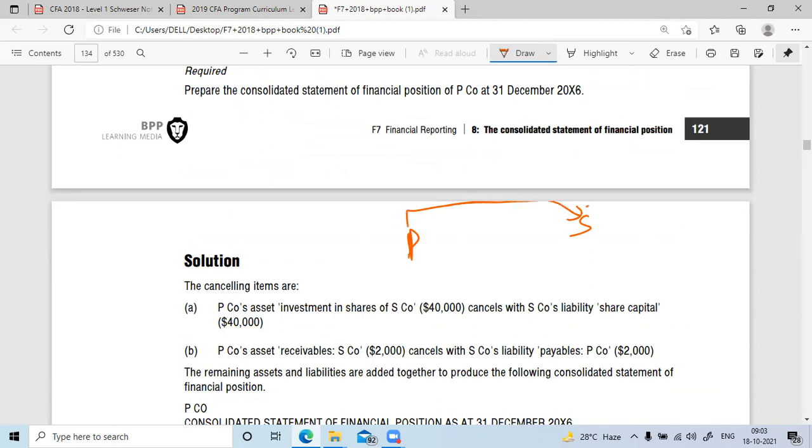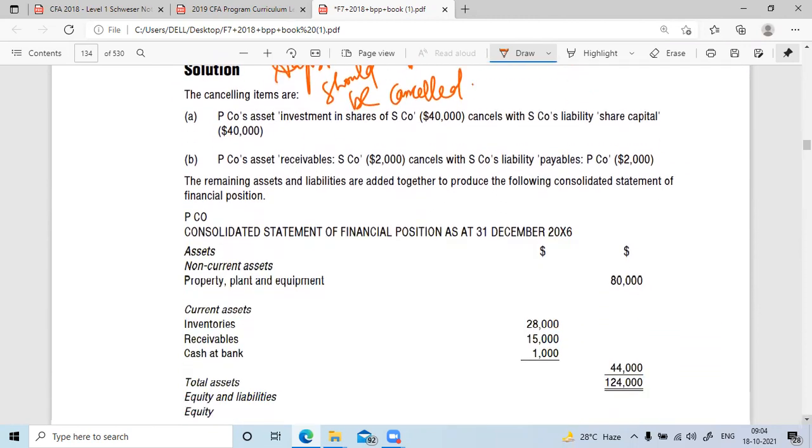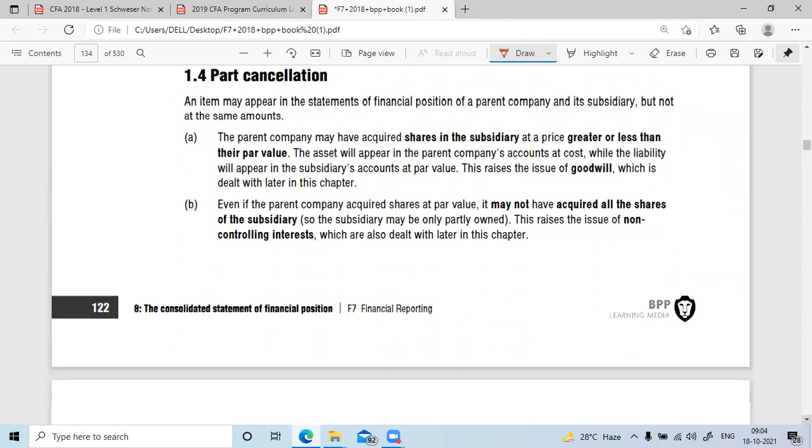At the end of the year, they should consolidate. They should prepare a group account. So all the intercompany adjustments should be cancelled. Why should it be cancelled? Please tell me. Any one of you? Because it is a single entity. Yes. Why? Because it is a single entity.